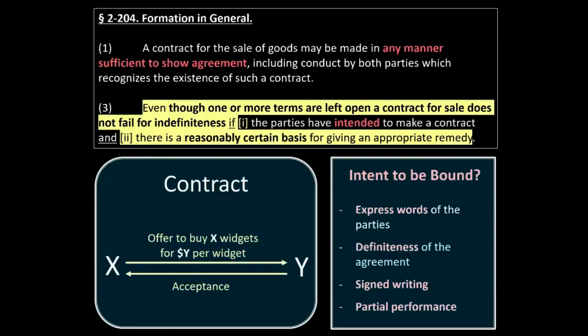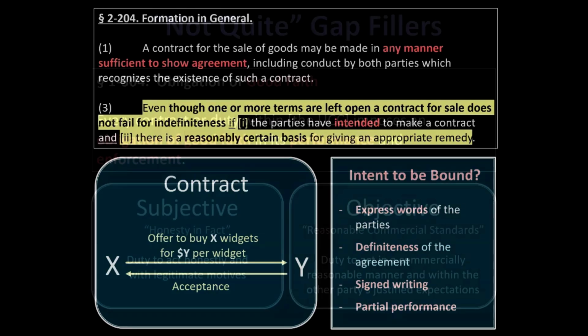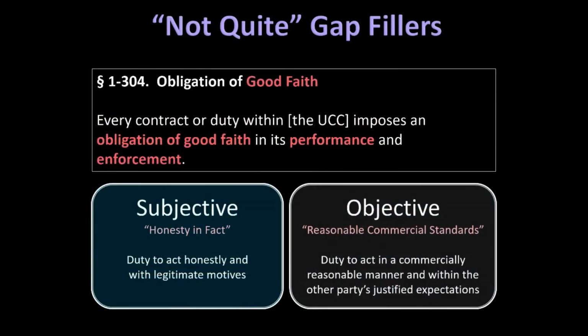So far in this course, we've covered 3 other concepts that function like gap fillers but are not quite gap fillers. First, the implied duty of good faith. Remember, this duty is implied into every agreement, but it's not really a gap filler, it's more of an interpretive tool used to interpret the express terms of the parties' agreement. The implied duty is more of a presumption that in the absence of language to the contrary in the parties' agreement, the parties intended to act in good faith and consistent with standards of commercial reasonableness.